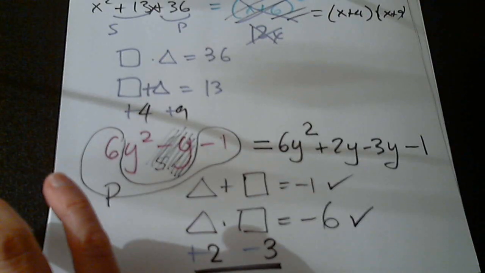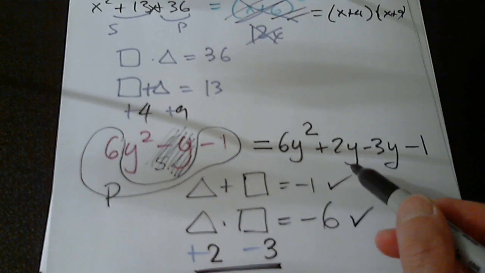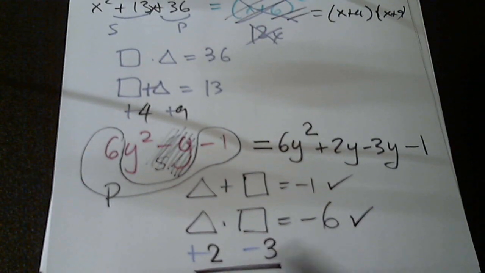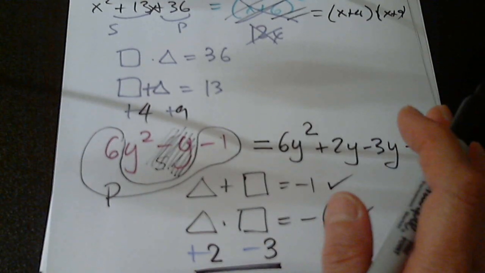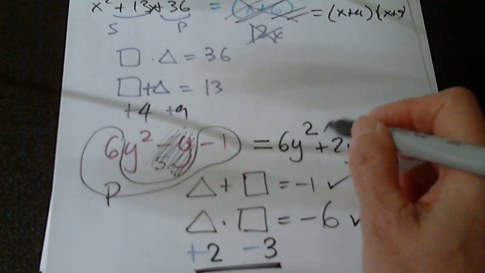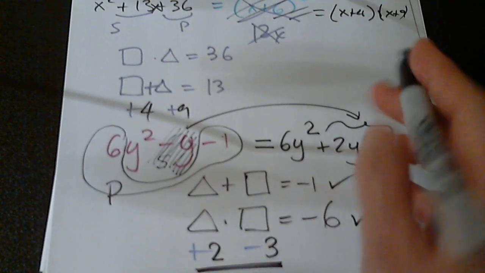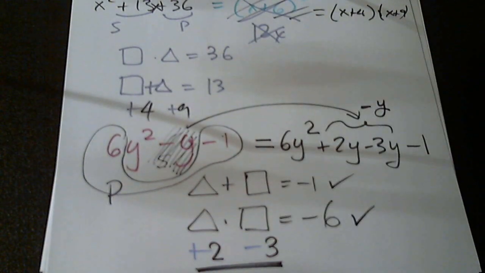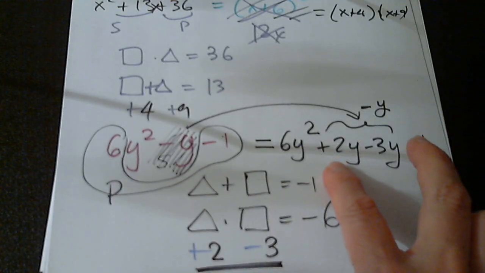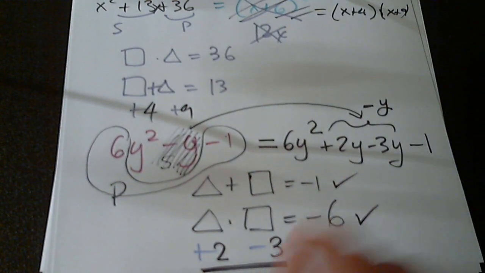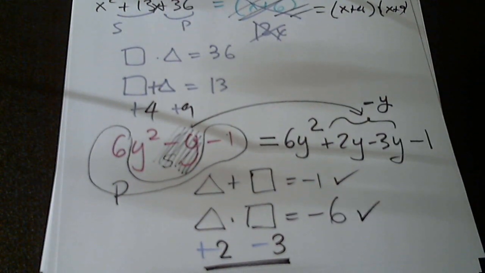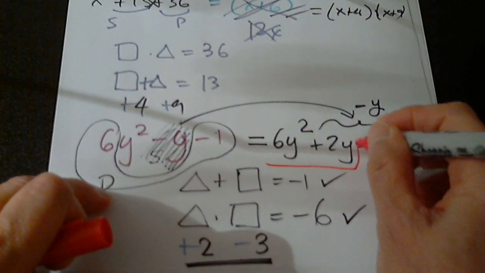Don't go back and combine them. We worked hard to determine these numbers. Don't go back and combine them. It will be going backwards. This is still the same term. There is no change. This is still negative y, but it's written as 2y minus 3y instead of negative y. Why? Because now we're going to factor by grouping.